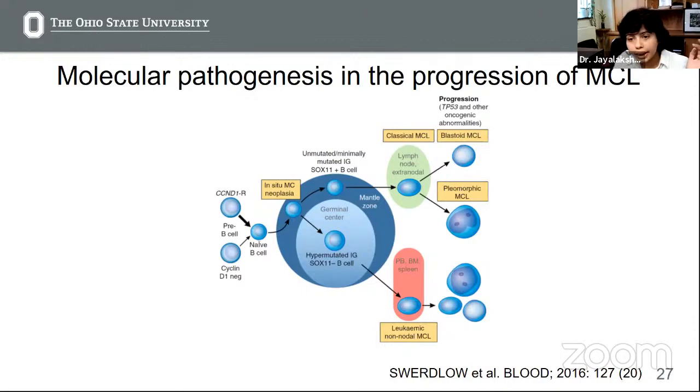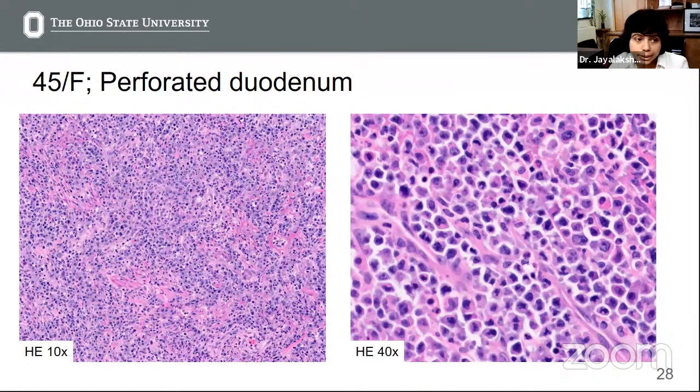Then let's move on to the next case, which is a perforated duodenum from a 45-year-old female, which came as a case transfer from the GI path service because it was a resected duodenum with no previous diagnosis and of course with 90 slides. Here we see the diffuse growth pattern, right? It is again like the other lymphomas we saw, they are diffuse. And look at the cytoplasm. They have very amphophilic cytoplasm, eccentrically placed nuclei, and very coarsely clumped chromatin. And most of these cells, if you look at them carefully, have very prominent nucleoli as well.